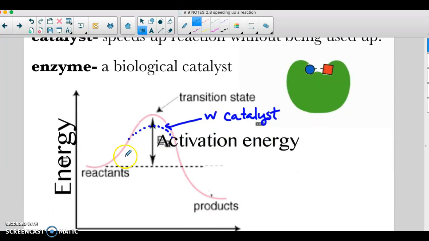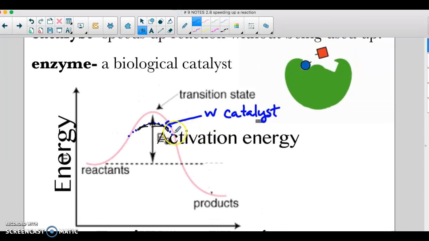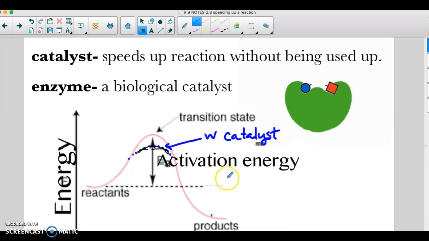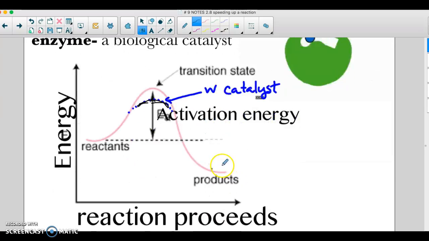So if you go back to the diagram that we made with the energy on the y-axis and the reaction progress on the x-axis, a catalyst will just lower this curve. So it takes less activation energy to be able to form that in-between transition state to then form the products. So more collisions are going to have the appropriate amount of energy to form product when you use a catalyst.